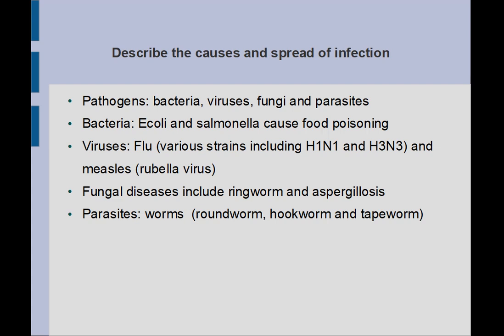Okay, the next one, we want to describe the causes and spread of infection. So infections are caused by bacteria, viruses, fungi, and parasites. We have a couple of examples here. So for bacteria, most people will have heard of E. coli and Salmonella. They're the main ones that cause food poisoning. Viruses like the flu include various strains, or measles, which is caused by the rubella virus.